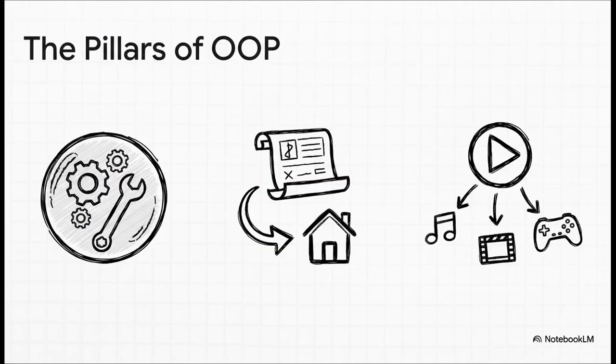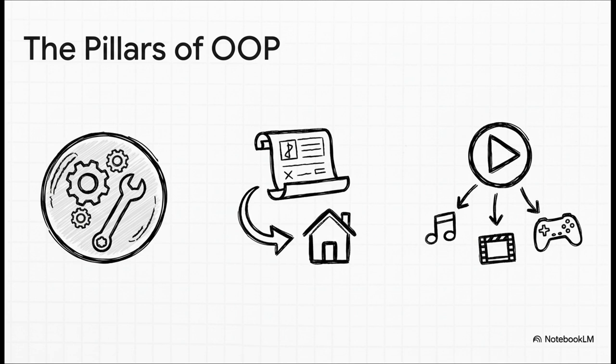Okay, so OOP basically stands on a few key pillars. First up, you've got encapsulation. The easiest way to think about this is like putting your data and all the tools that work with that data inside a little protective bubble. It keeps everything safe and organized. Then there's inheritance. This is super cool. It lets you create a new thing based on an existing one, kind of like using the blueprint for a standard car to design a new sports car model. It saves a ton of work.